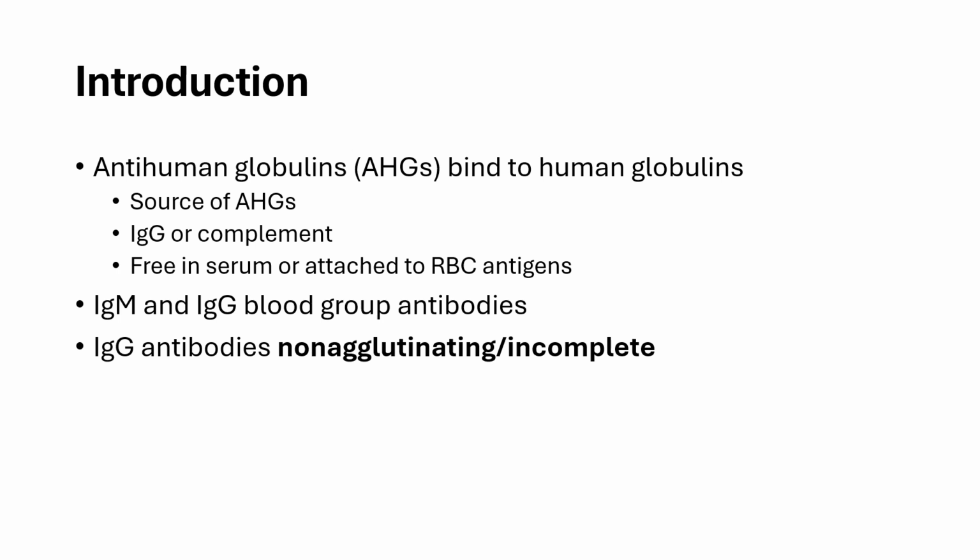So types of anti-human globulin reagents: we have anti-IgG, which detects the IgG bound to red blood cells; anti-C3, which detects complement coating on red blood cells; and polyspecific AHG, which detects both IgG and complement components.